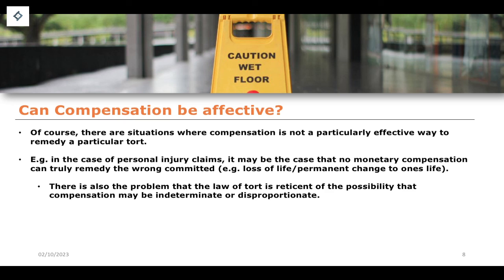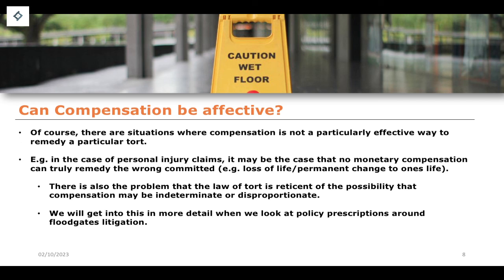There's also the problem that the law of torts is wary of the possibility that compensation may be indeterminate or even disproportionate. So there's a problem of being able to essentially allow for compensation, but to actually have a fixed number for compensation, and to ensure that the compensation isn't too much compared to the damage that was caused by the particular tort. We'll get into this when we look at the policy prescriptions around the idea of floodgates litigation at the end of this series of lessons.